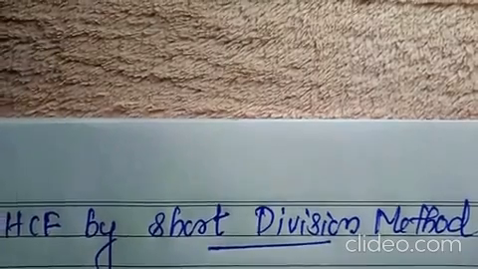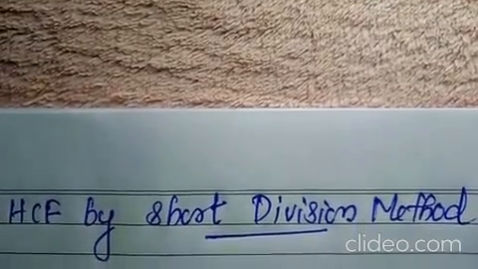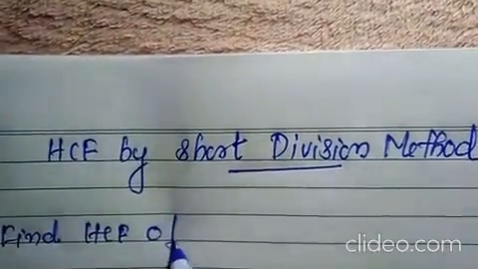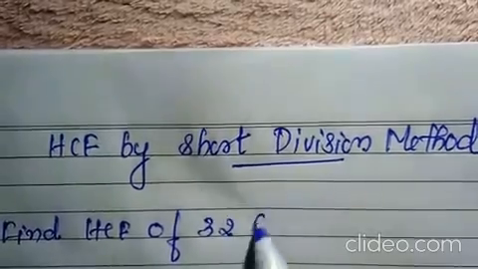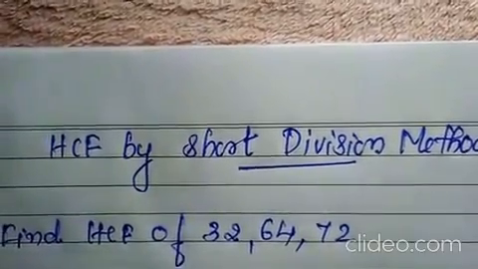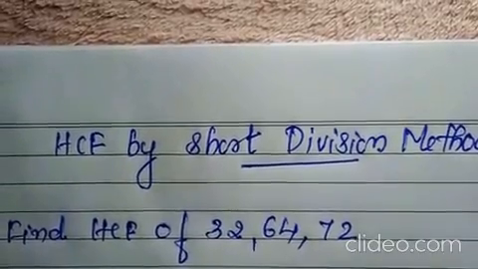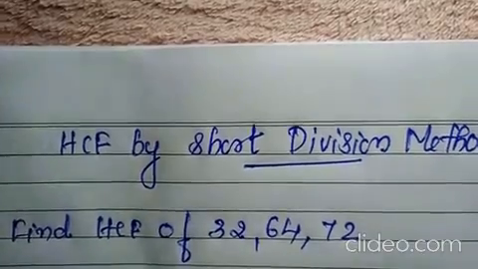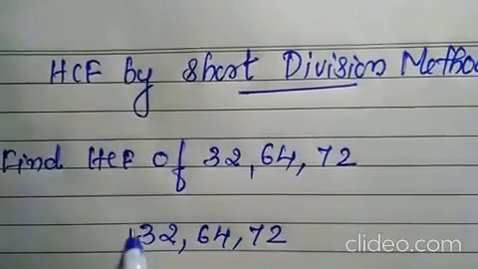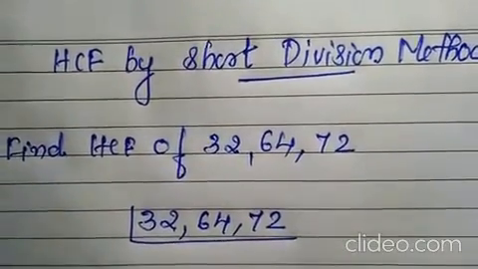So shall we do one example? Find the HCF of 32, 64, 72. So there are 3 numbers over there to find the HCF. Shall we write over here 32, 64 and 72. Do it in the prime factorization method, short division.